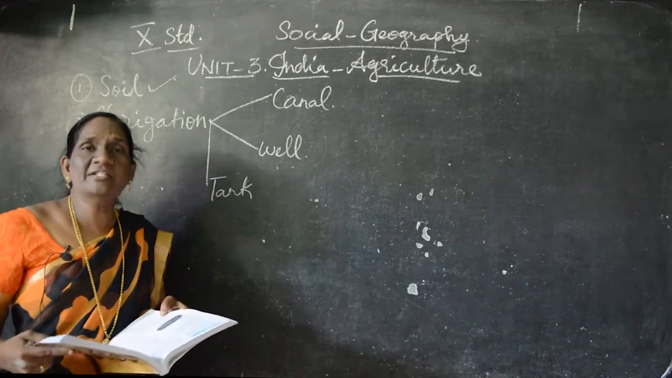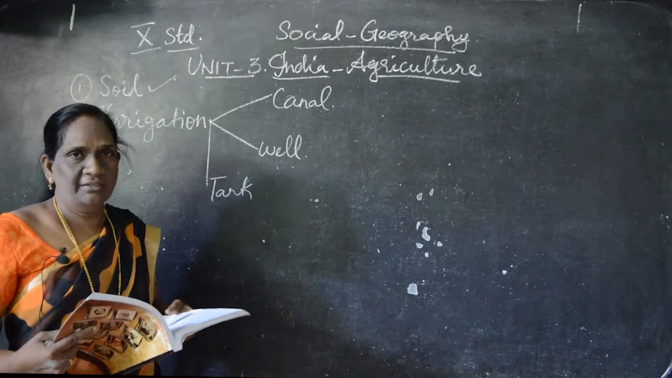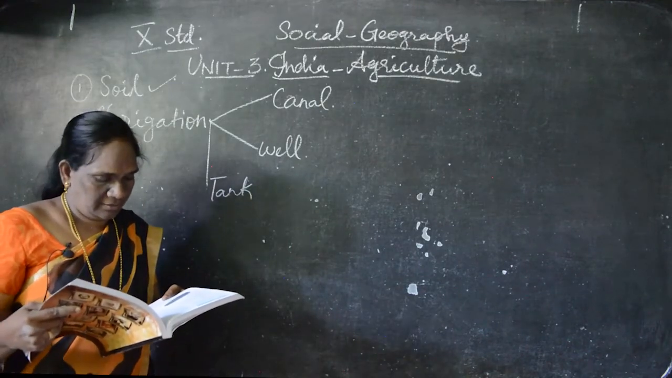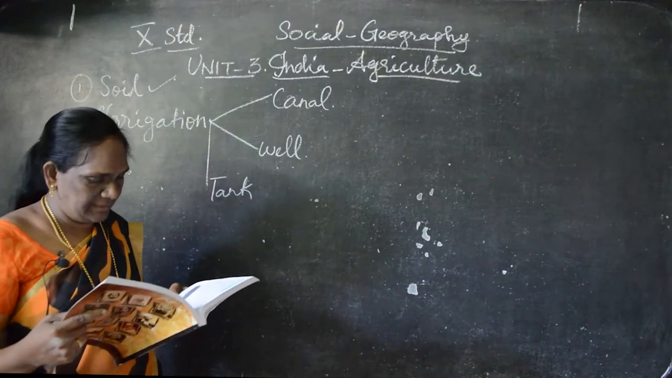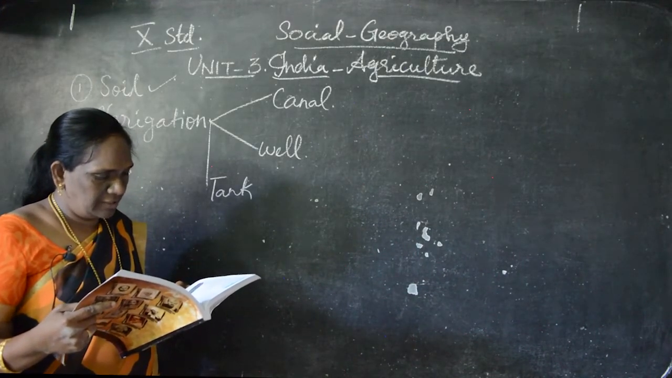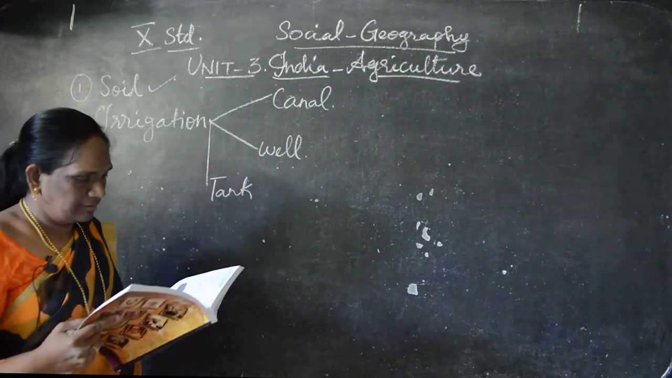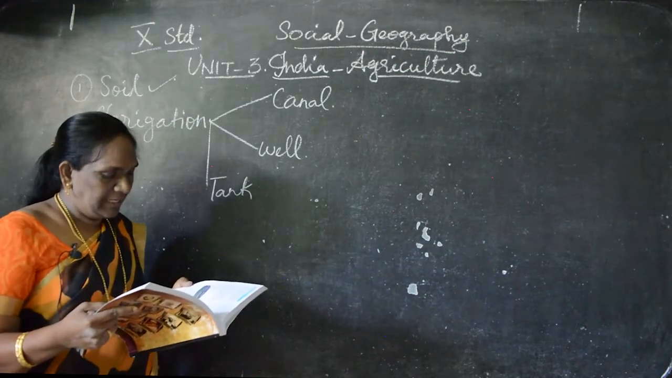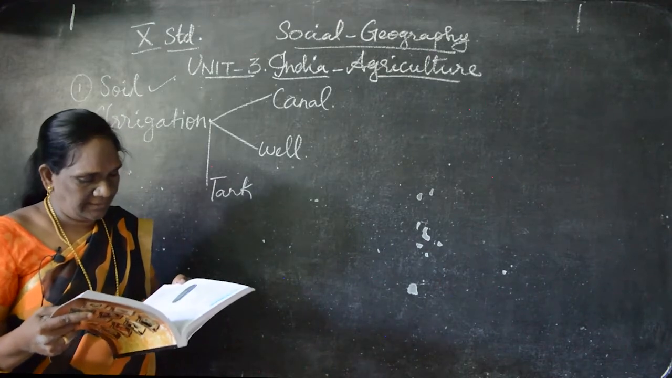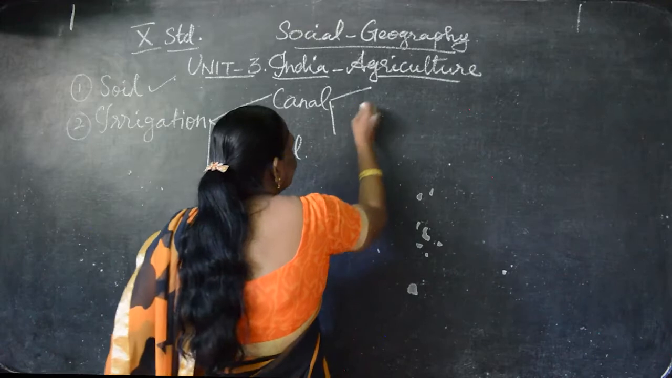This canal irrigation is the most important irrigation method in India. Canal irrigation has two types: inundation canals and perennial canals.